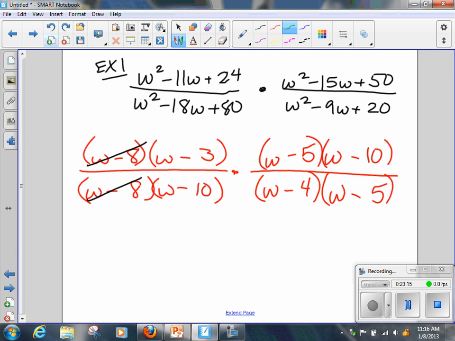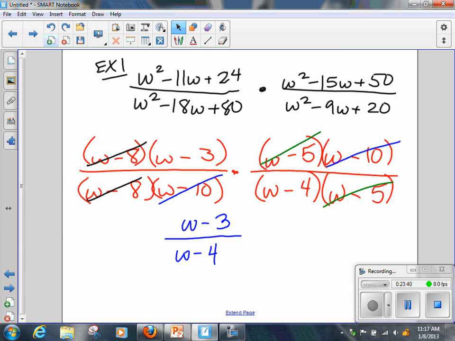W minus 3, does it have anything it can cross-cancel with? Nope. How about W minus 5? Yeah, look at me with my different colors. Isn't that neat? How about W minus 10? Yep. Here and here, right? Now, what's left? W minus 3 over W minus 4.